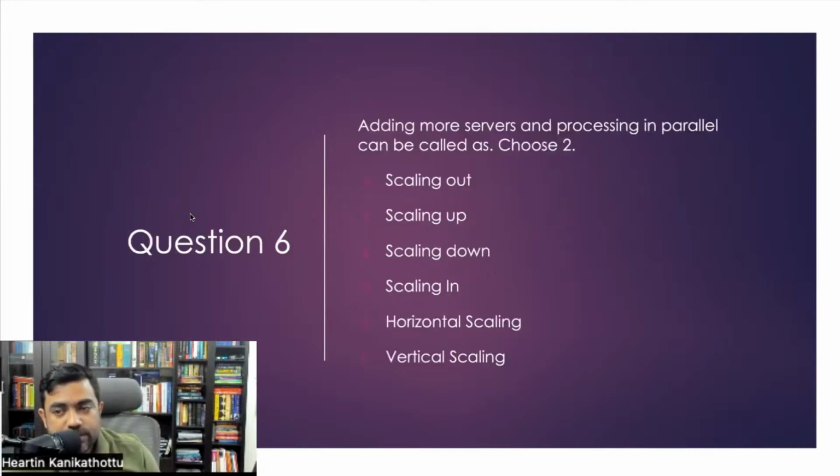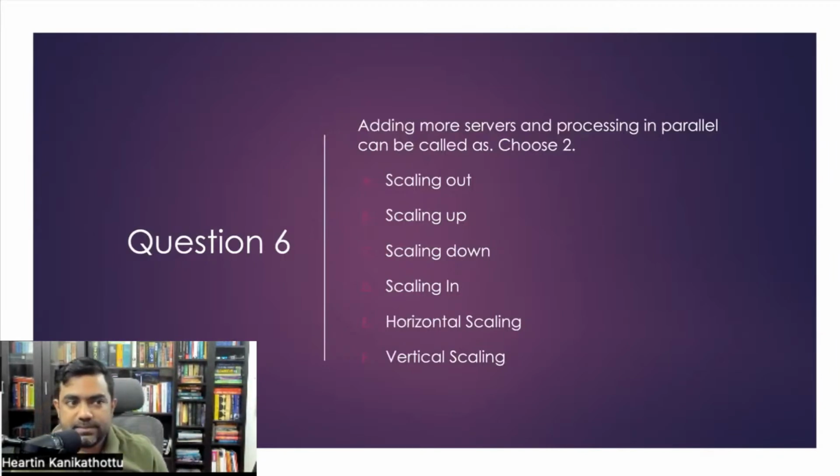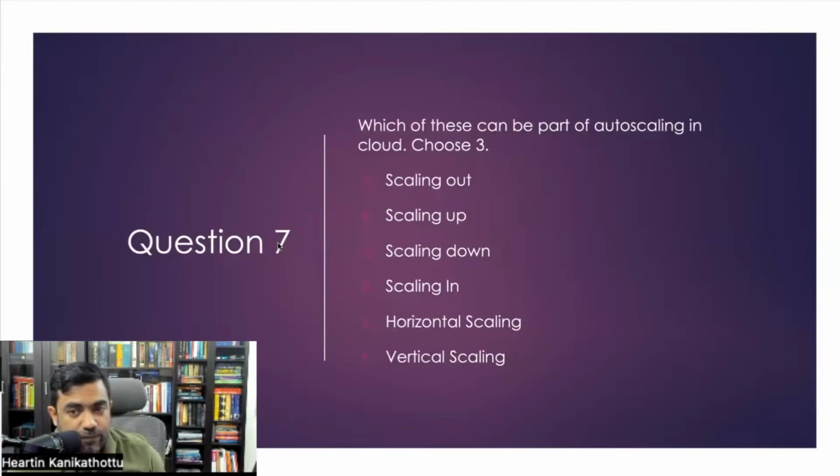So adding more servers and processing in parallel is called horizontal scaling. So one is E, and adding means scale out, right? So it is A and E.